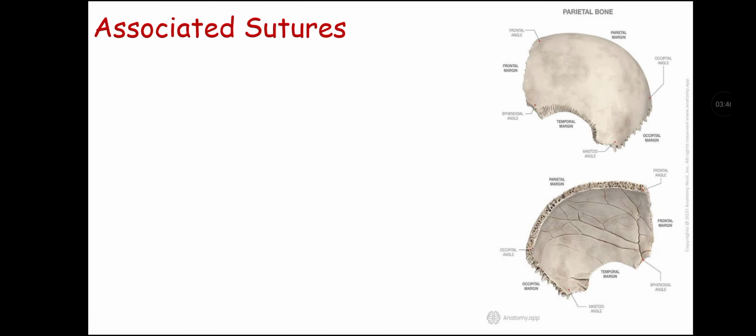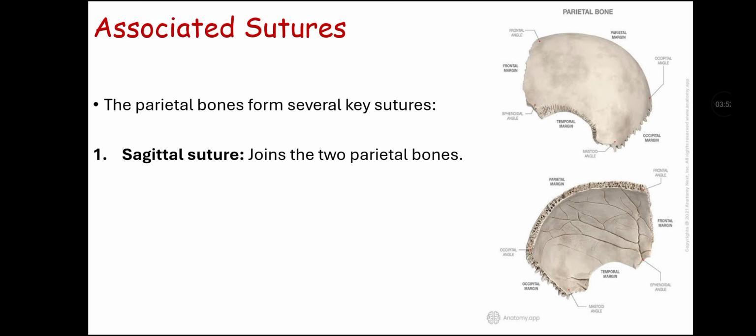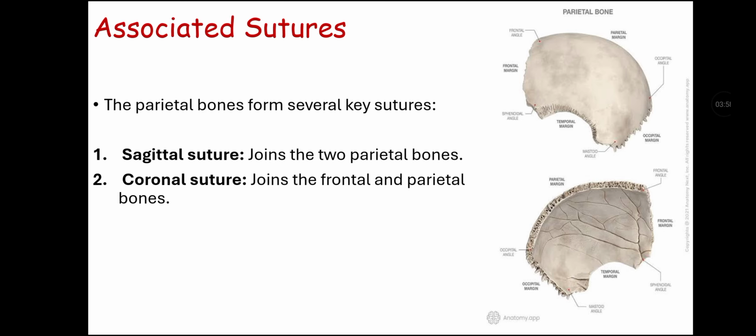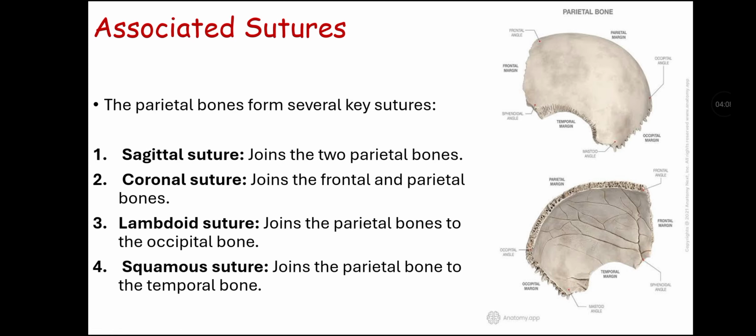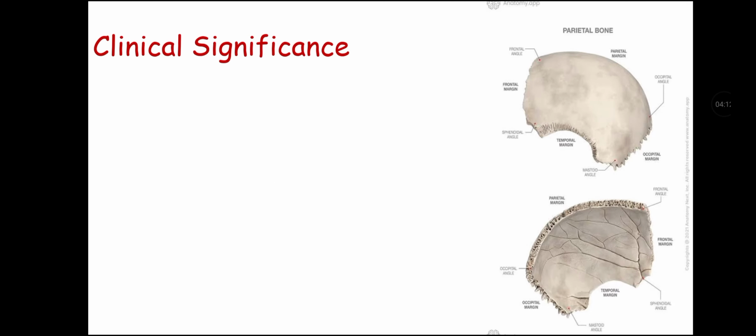Now let's talk about the associated structures of the parietal bone. Associated sutures of the parietal bone. Parietal bones form several key sutures. They include the sagittal suture, where the two parietal bones join. The second is the coronal suture, where the frontal bone joins the parietal bone. Third is the lambdoid suture, where the parietal bone joins the occipital bone. And the fourth is the squamous suture, where the parietal bone joins the temporal bone.